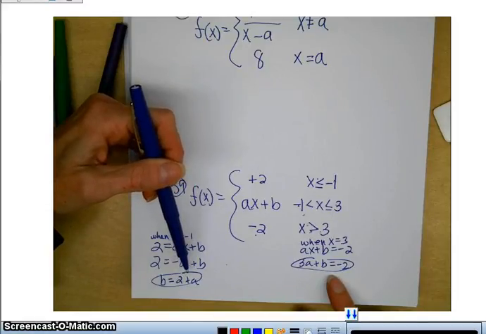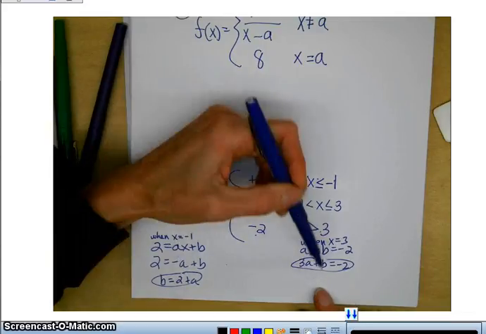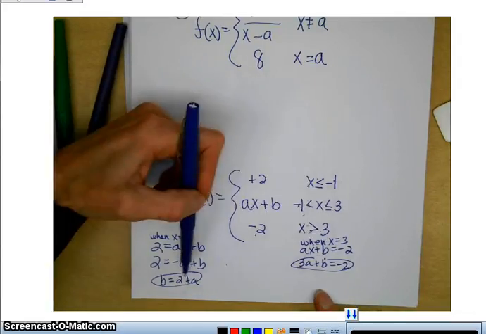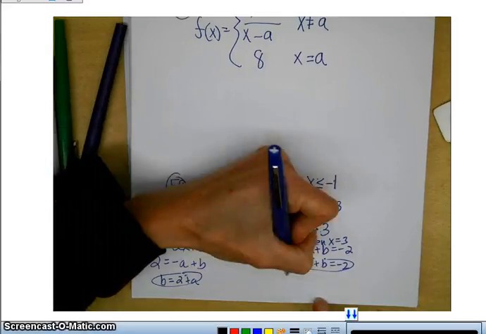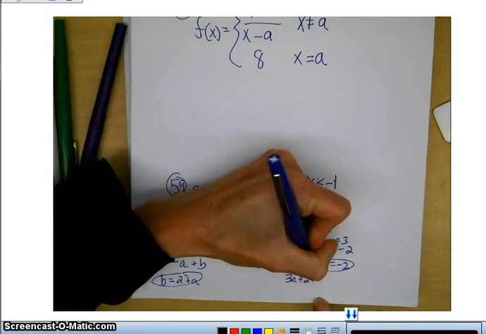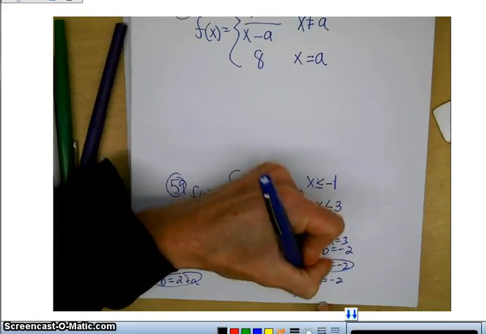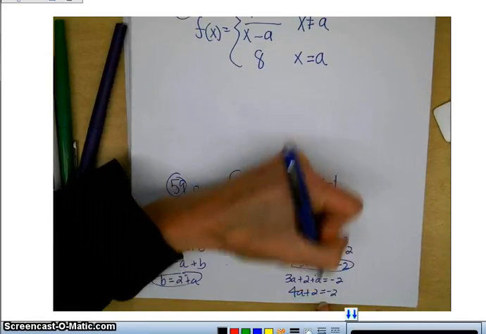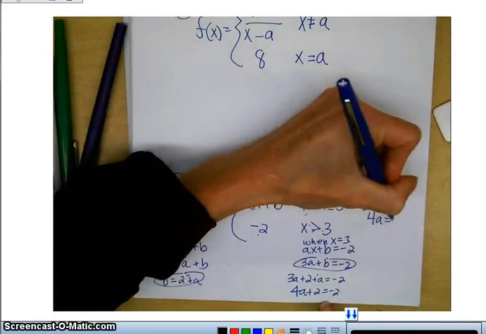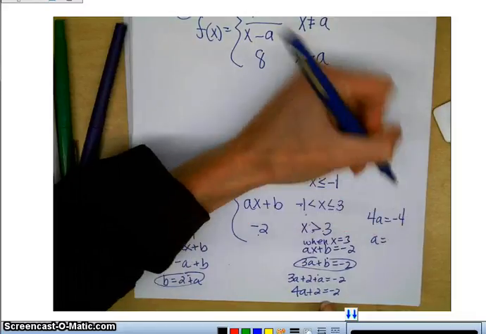Solving a system of equations. What can you do? Plug in B, or what's going to replace this B? 2 plus A, substitution. Replace that B with 2 plus A. 3A plus A is 4A. Subtract 2. Divide by 4. What's A?